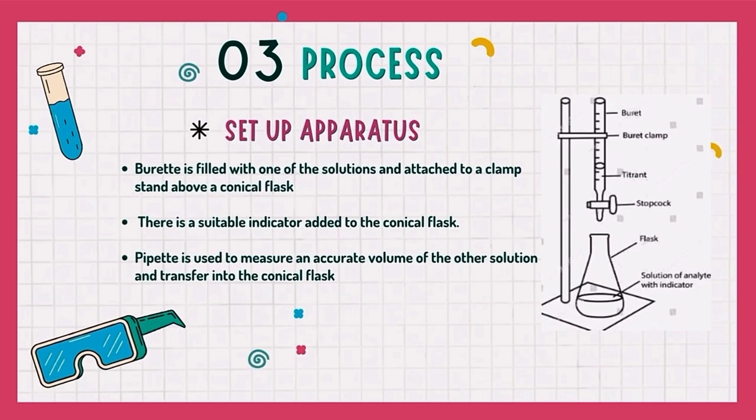Then, to set up apparatus for titration, we must fill the burette with one of the solutions and attach it to a clamp stand above a conical flask. A suitable indicator is added to the conical flask. Pipette is used to measure an accurate volume of the other solution and transfer it into the conical flask. The diagram on the right shows how the titration was set up.